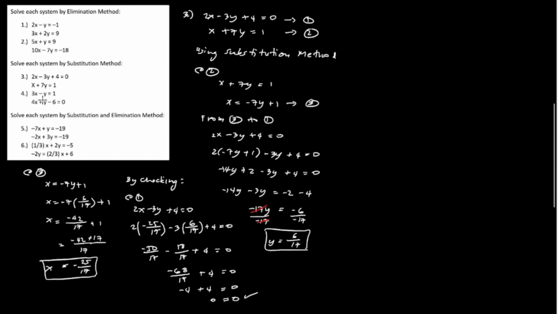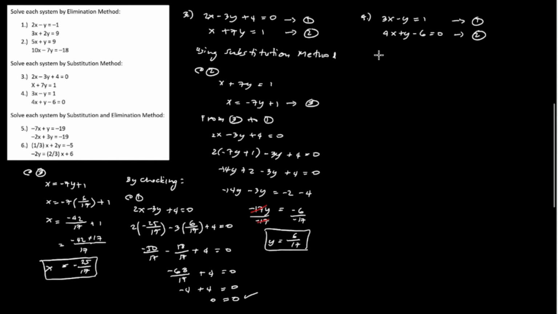Next, example number 4. 3x minus y is equal to 1 and 4x plus y minus 6 is equal to 0, using the substitution method. So number 4, 3x minus y is equal to 1 and 4x plus y minus 6 is equal to 0, and this is equation 1, equation 2. Using the substitution method, you can use equation 1 to find the value for y, or you can use equation 2 to find the value of y also.